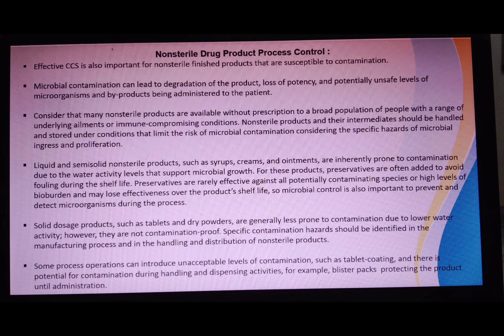CCS for non-sterile drug products. Definitely, as CCS is very important for sterile products, in the same manner, effective CCS is important for our non-sterile finished products that are very susceptible to contamination. Microbial contamination leads to degradation of the product, loss of potency, and finally potentially unsafe levels of microorganisms and their byproducts being administered to our patients. So our non-sterile products and their intermediates should be handled and stored under conditions that limit the risk of microbial contamination, considering the specific hazards for microbial ingress and proliferation.